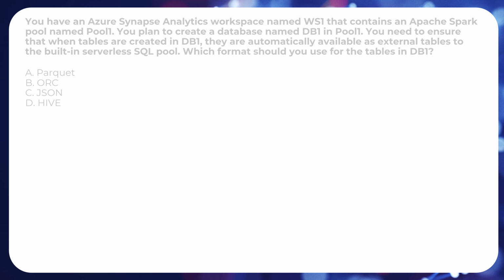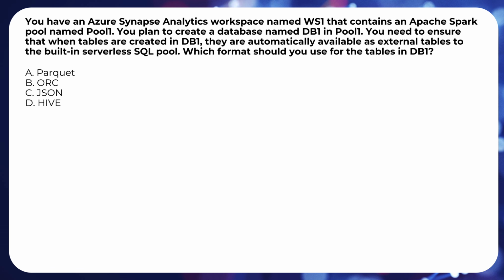You have an Azure Synapse Analytics workspace named WS1 that contains an Apache Spark pool named Pool 1. You plan to create a database named DB1 in Pool 1. You need to ensure that when tables are created in DB1, they are automatically available as external tables to the built-in serverless SQL pool. Which format should you use for the tables in DB1?